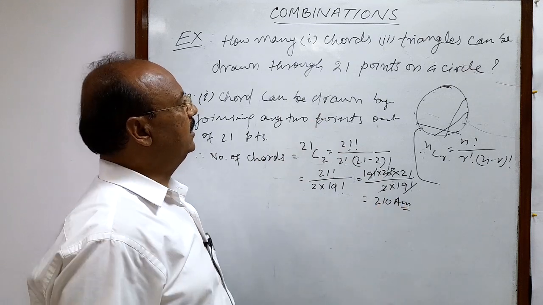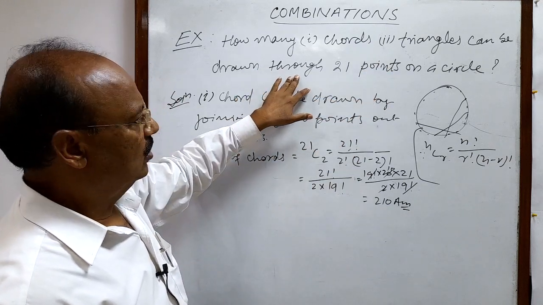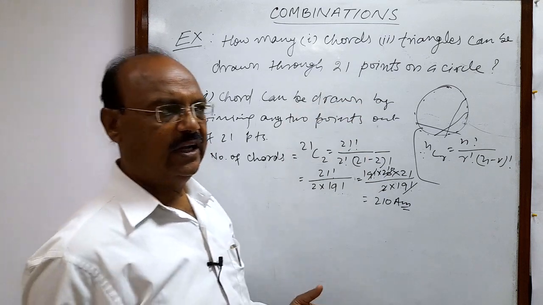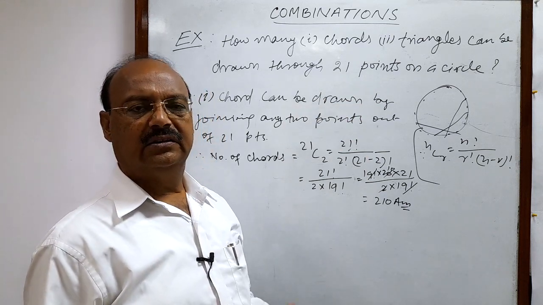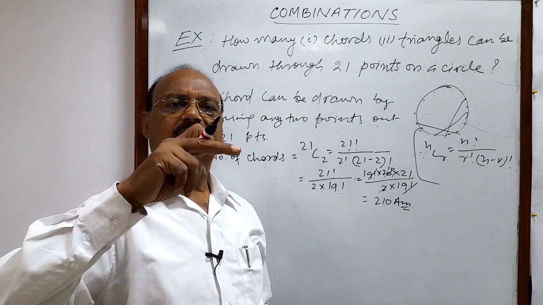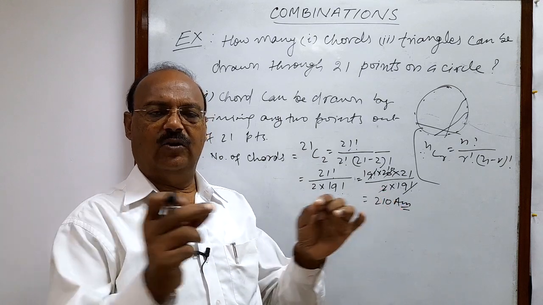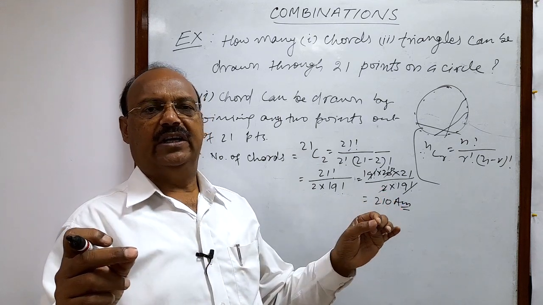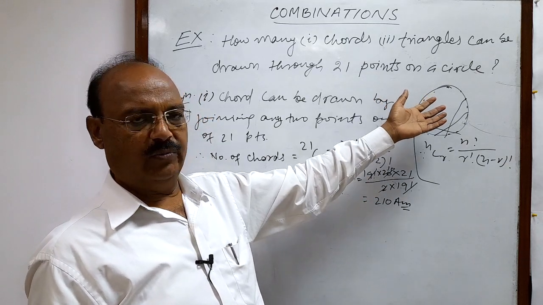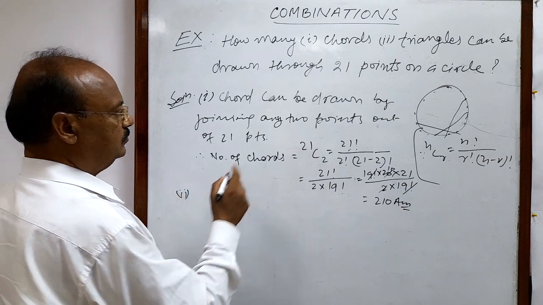Correct? And the second part is how many triangles can be drawn through 21 points. For constructing a triangle, we require 3 points, and all points are lying along a circle. So naturally these 3 points cannot be in a line, they cannot be collinear. So in that case, we can take any 3 points for forming a triangle. Now let us see the second part.